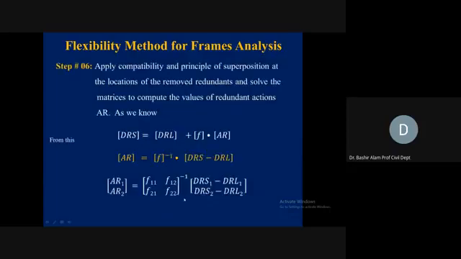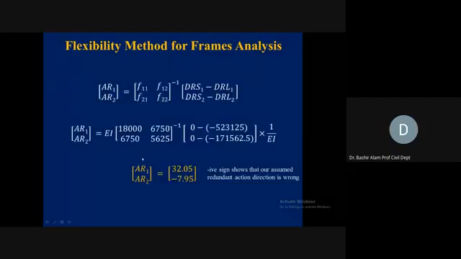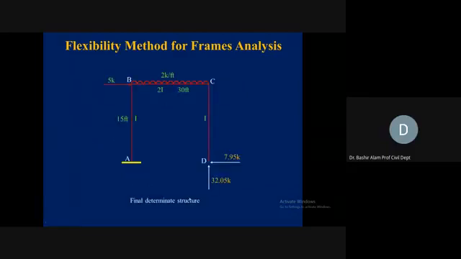Now we need to apply the compatibility equation and the principle of superposition. We plug in the values and find out. AR1 is coming 32.02. And AR2, we selected as rightward directed, but this negative sign shows that we need to reverse the direction, so it is leftward directed. Now we put these in place of AR1 and AR2. You see 32.05 in the upward direction and 7.92.